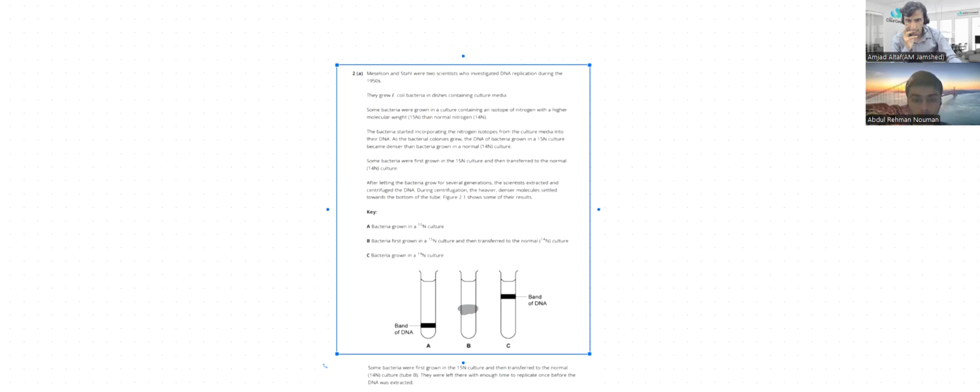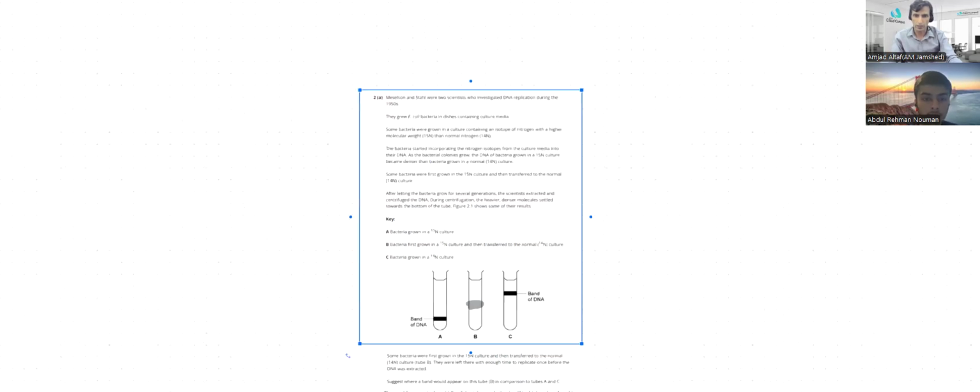Yeah, done. What's the key here? Bacteria grown in a nitrogen 15 culture. Bacteria first grown in 15 nitrogen culture and then transferred to the normal N14 culture. So bacteria grown in N14 culture. All right, so this is your key. And based on this, what are you getting?